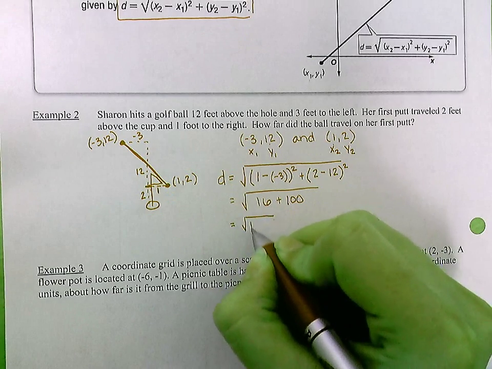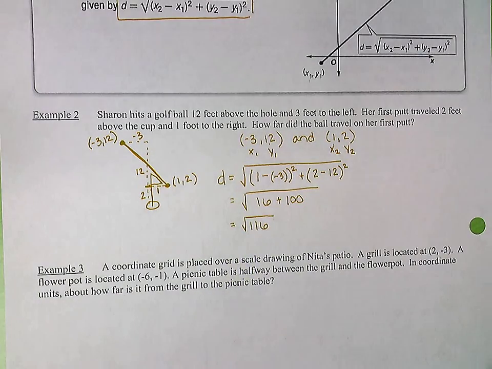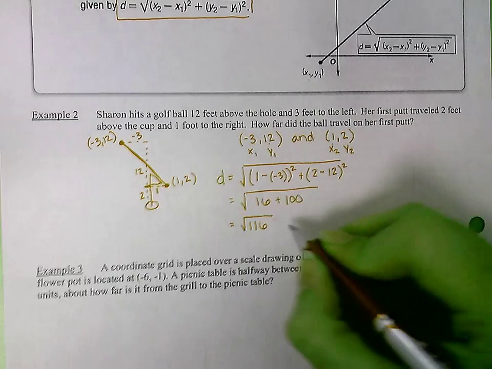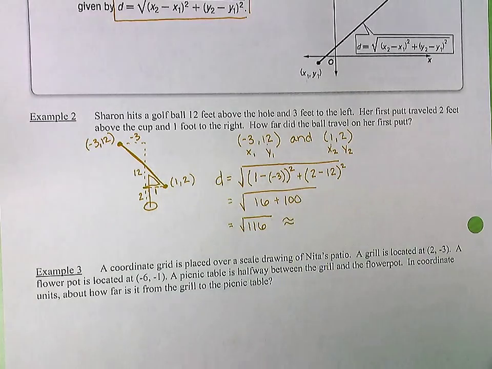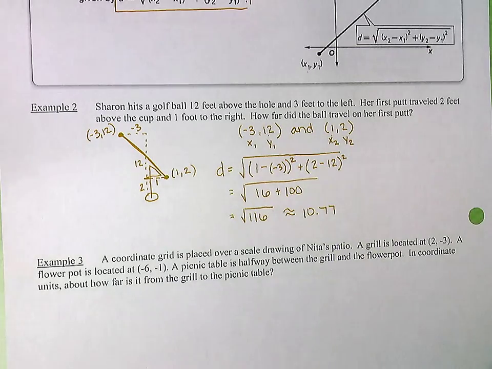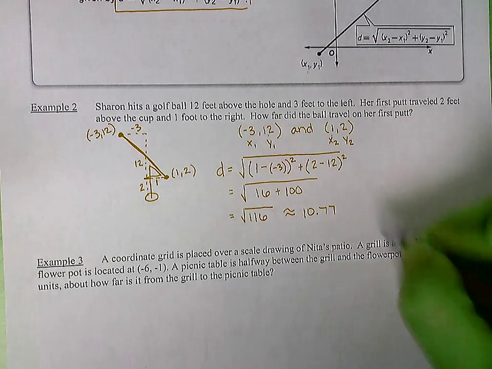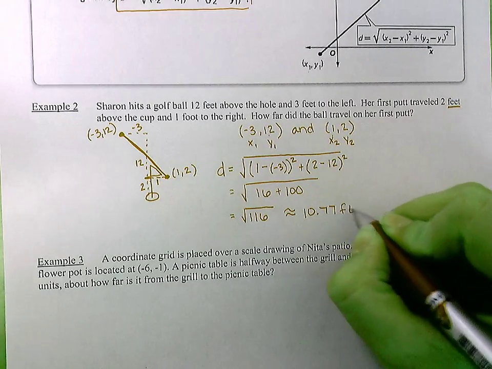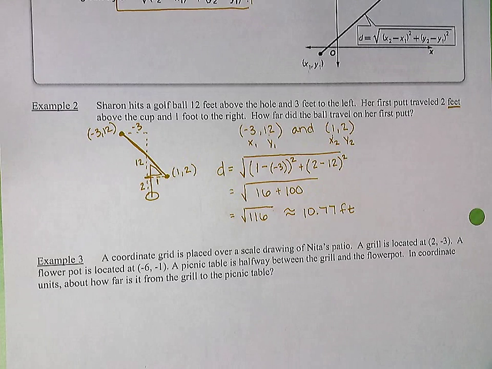So I have the square root of 116. You can plug that into your calculator then. So if you have a calculator, take the square root of 116. Okay, that will be about 10.77. Okay, and we were working with feet, so that'll be in feet.